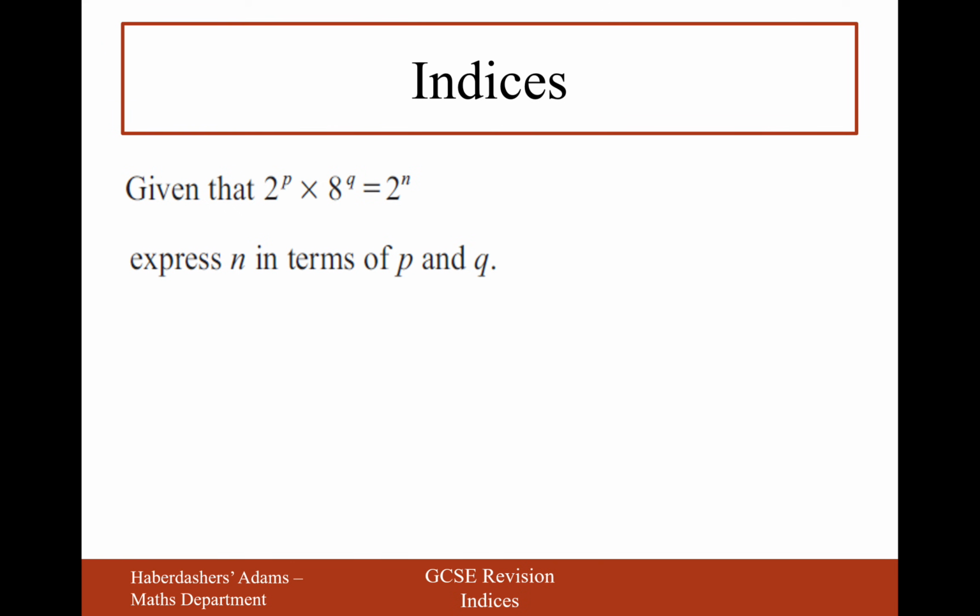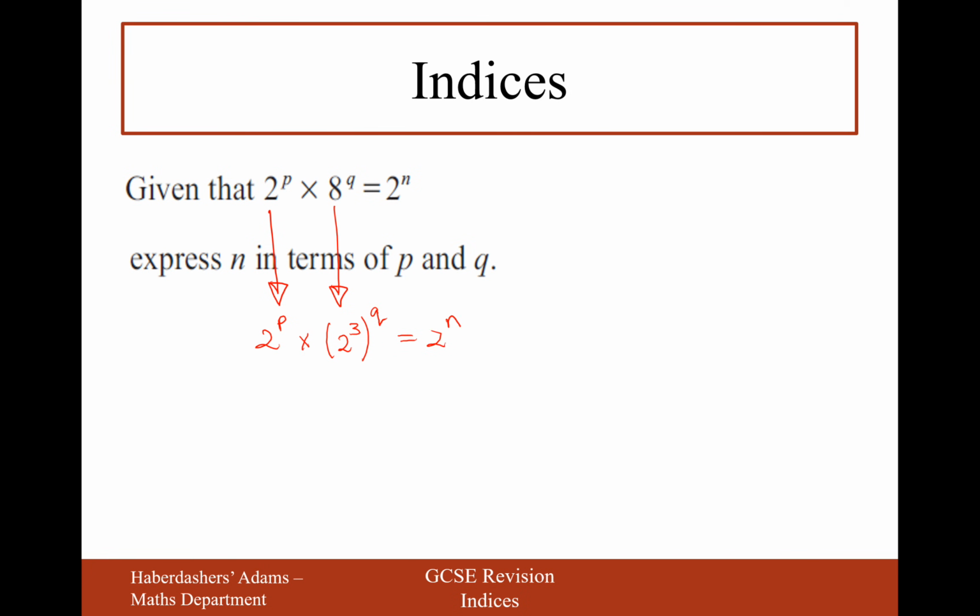Moving on to the next question, pause the video and have a go at this one. Right, I get a sense here that the difficulty on these questions has just ramped up a notch. Okay, we want 2 to the p times 8 to the q to equal 2 to the power of n, and we want to write n in terms of p and q. Difficult question, this one. What I'm going to do here is first of all change both of these bases into a 2. So 2 stays the same, but 8 can be written as 2 cubed.